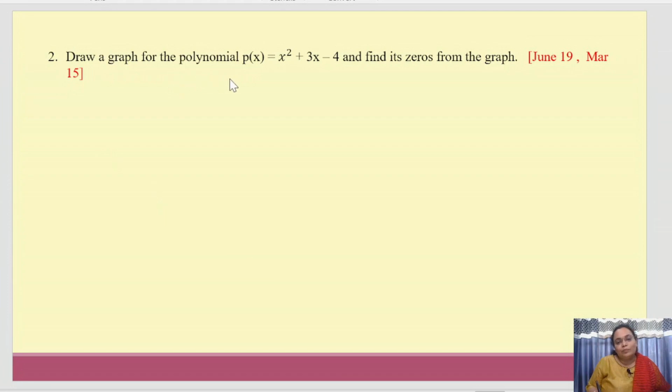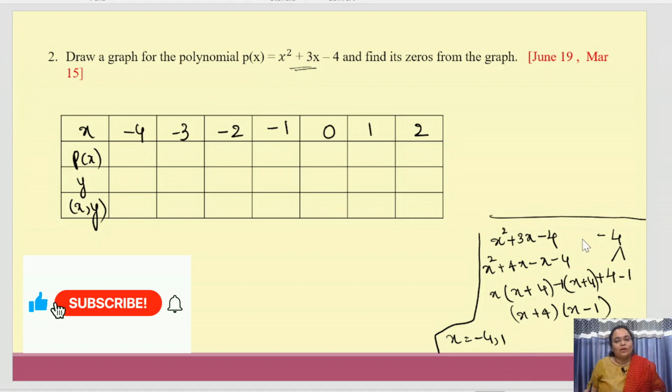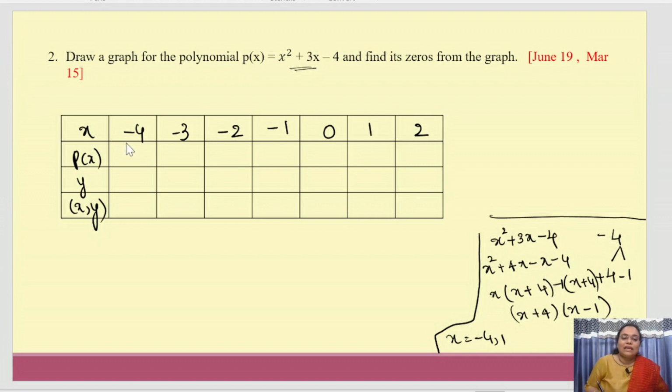Draw the graph for the polynomial and find the zeros from the graph. So we need to draw the graph for this polynomial and then we need to find the zeros from the graph. Since we have got the zeros of this polynomial as minus 4 and 1 using factorization method, we will take the values from minus 4 to 1 or 2. Okay. If we substitute x is equals to minus 4, we will get P of minus 4 is equals to minus 4 whole square plus 3 of minus 4 minus 4.